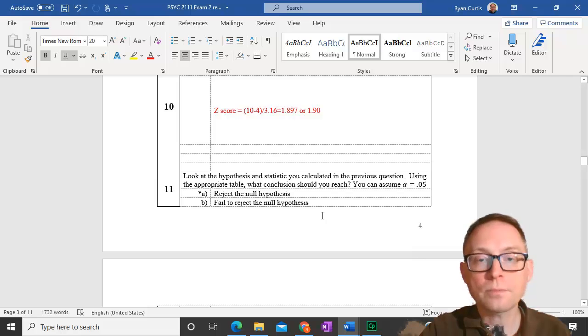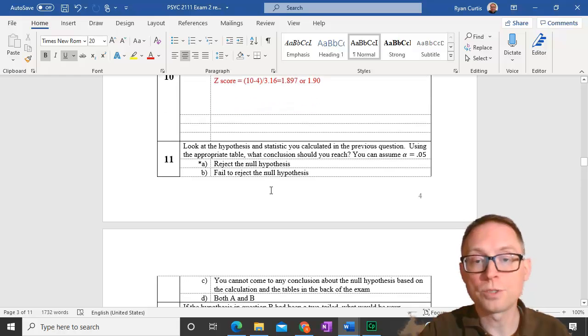If that's the case, 0.0287 is less than 0.05, so we would reject the null hypothesis. Remember that the probability of this happening is 0.028, which is a lot less than 0.05.